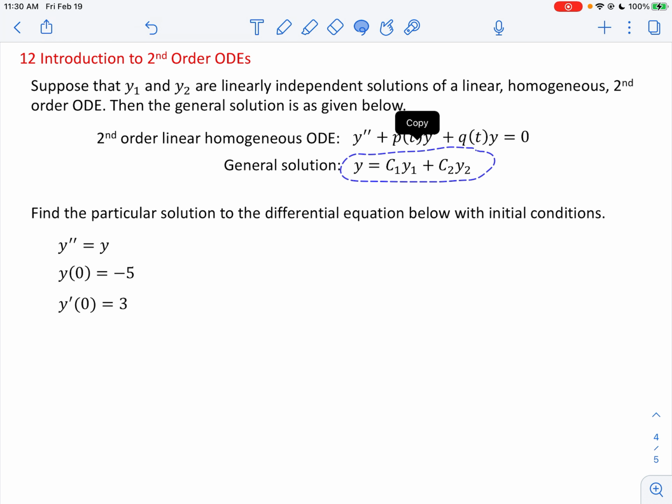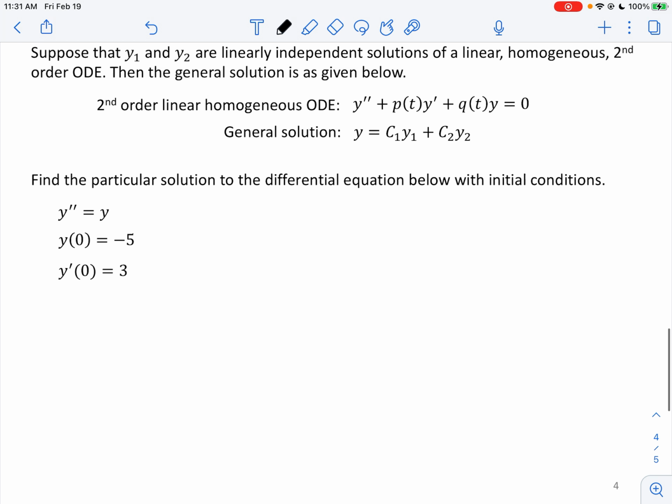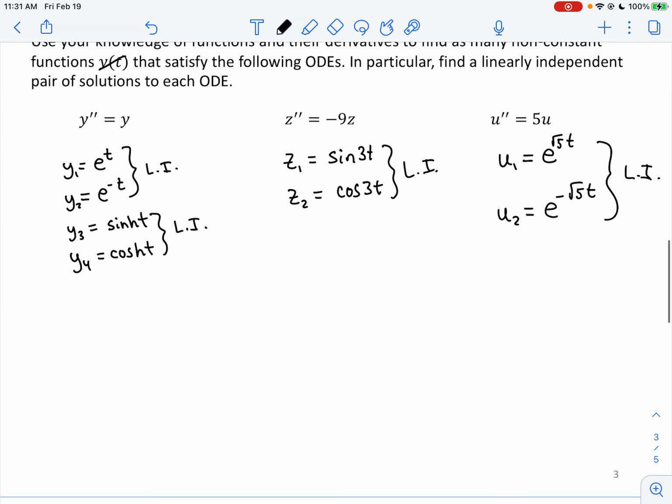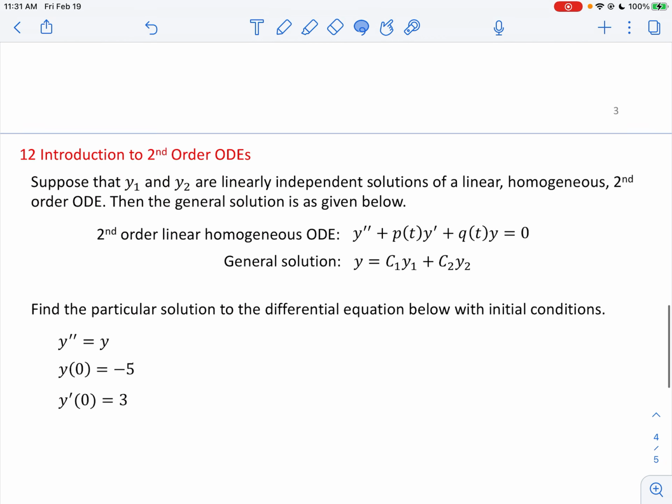And then to find a particular solution, you just got to figure out what c1 and c2 are so that the given conditions are satisfied. So we're going to practice that right now. Find the particular solution to the differential equation below with initial conditions. So this is y double prime equals y. This is back to that, we did that one right here. We already found, we're going to use those 2 linearly independent solutions.